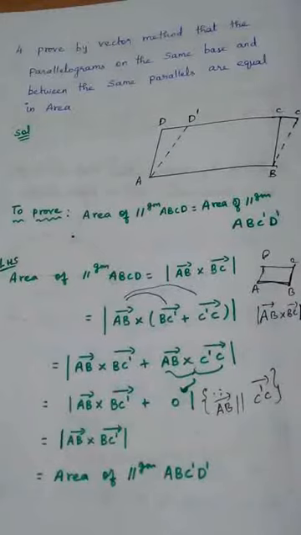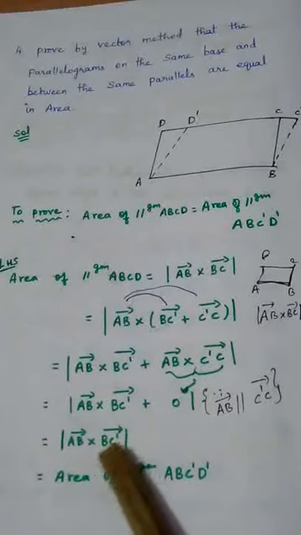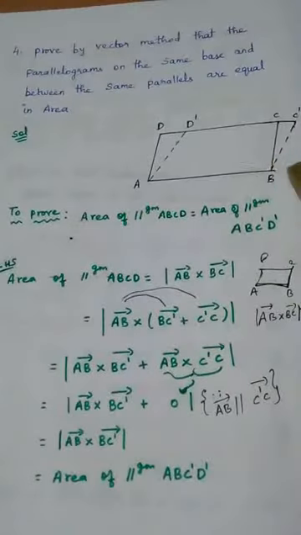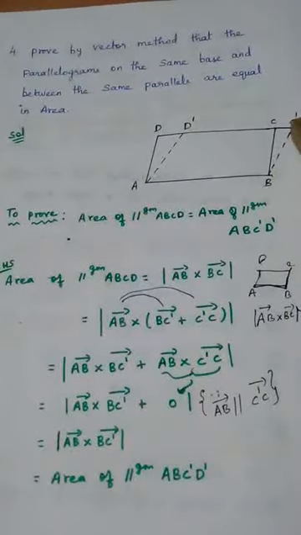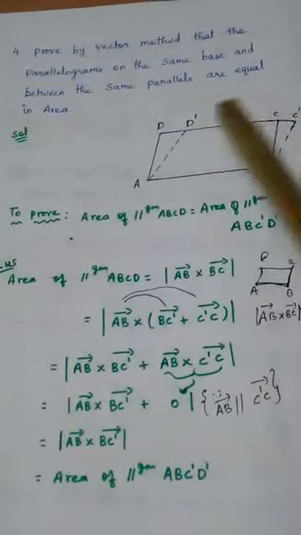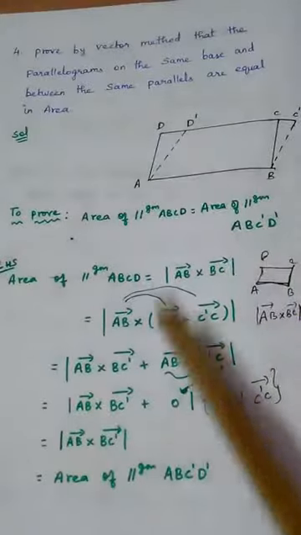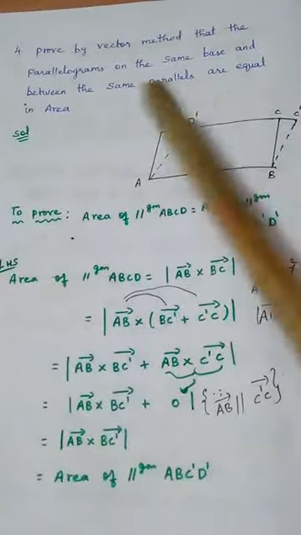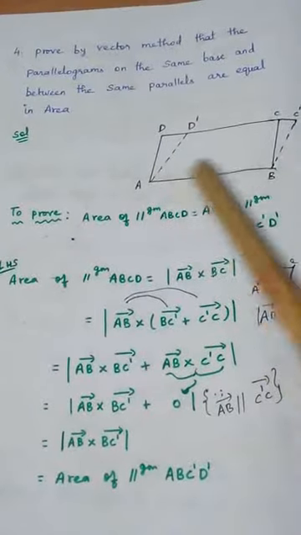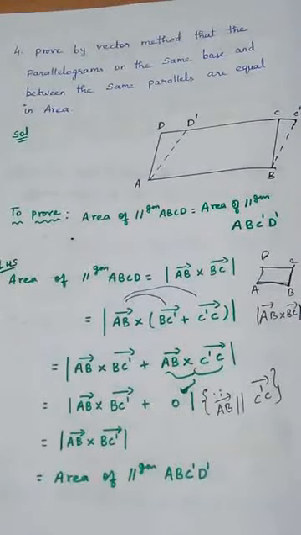Now if you see the diagram, AB vector cross BC' vector, where BC' vector is this dotted line, is nothing but the area of the parallelogram ABC'D'. We started with the area of the original parallelogram, and what we obtained is equal to the area of this parallelogram. So both the areas are equal. We proved the result.